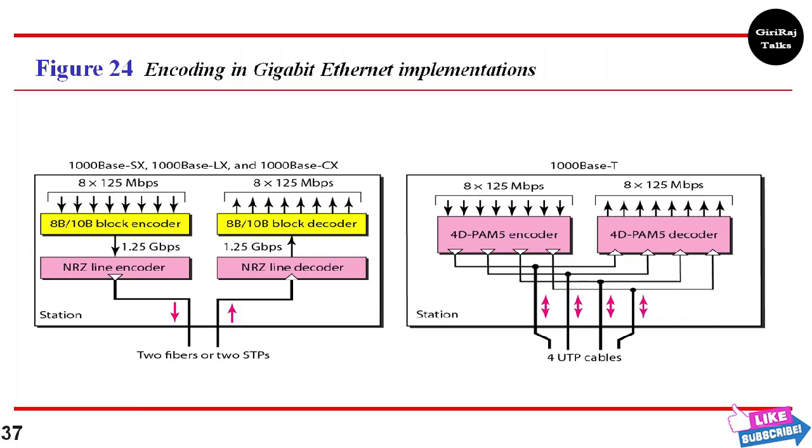In the 4-wire implementation, it is not possible to have 2 wires for input and 2 for output because each wire would need to carry 500 Mbps, which exceeds the capacity for category 5 UTP. As a solution, 4D-PAM5 encoding is used to reduce the bandwidth. Thus, all 4 wires are involved in both input and output. Each wire carries 250 Mbps, which is in the range for category 5 UTP cable.